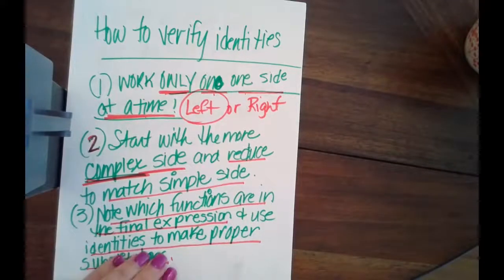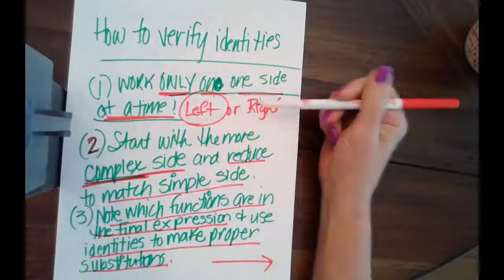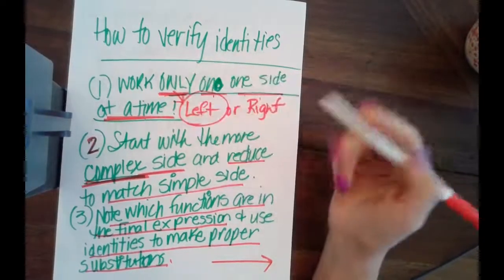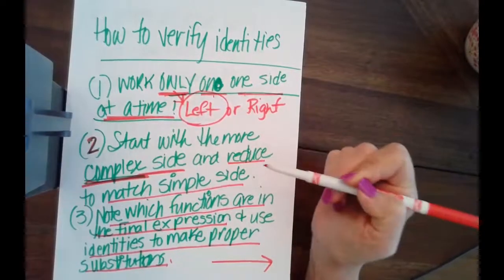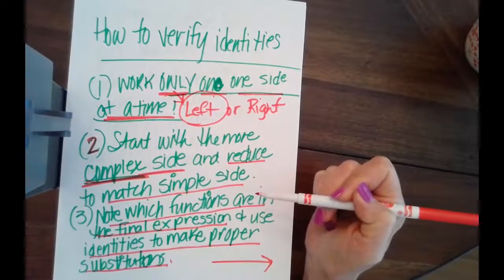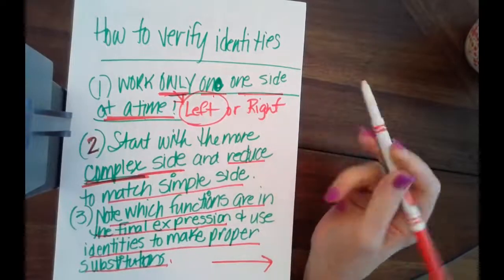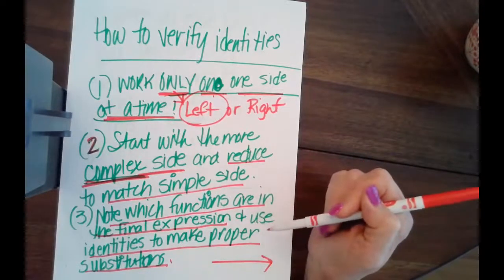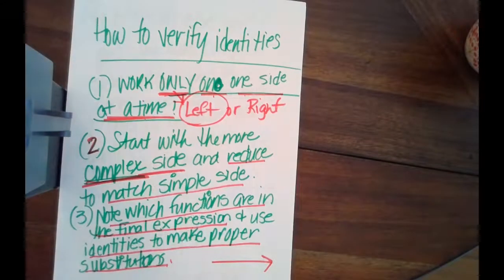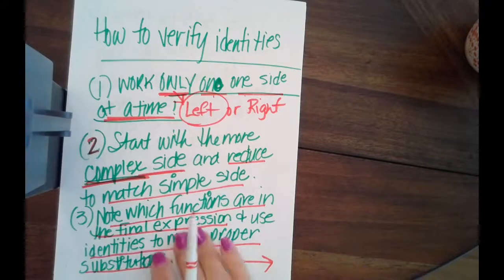All right, now to the next page. So again, work only on one side at a time, left or right. Preferably, more often than not, you're going to use the left. But that's not written in stone. Start with the more complex side, whatever it is, and reduce to match the simple side. If the sides are equivalent in complexity, just pick a side. Note which functions are in the final expression. So let's say you pick the left side, you're going to look at the right side and say, what functions are in that expression, and that's where I'm aiming to hit. My left side, I've got to change it and tweak it and morph it so it ends up looking like the right side.